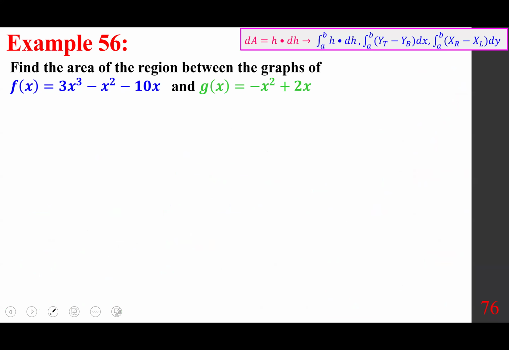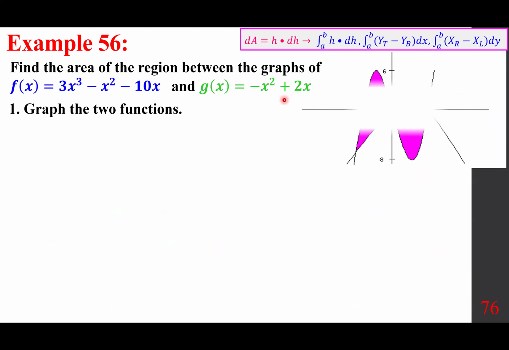Here's the last question. Find the area of the region between the graphs of f of x equals 3x cubed minus x squared minus 10x and g of x equals minus x squared plus 2x. The very first step is the graph, and you can even use a calculator for that, but that is something that has to be done. You have to graph the function.